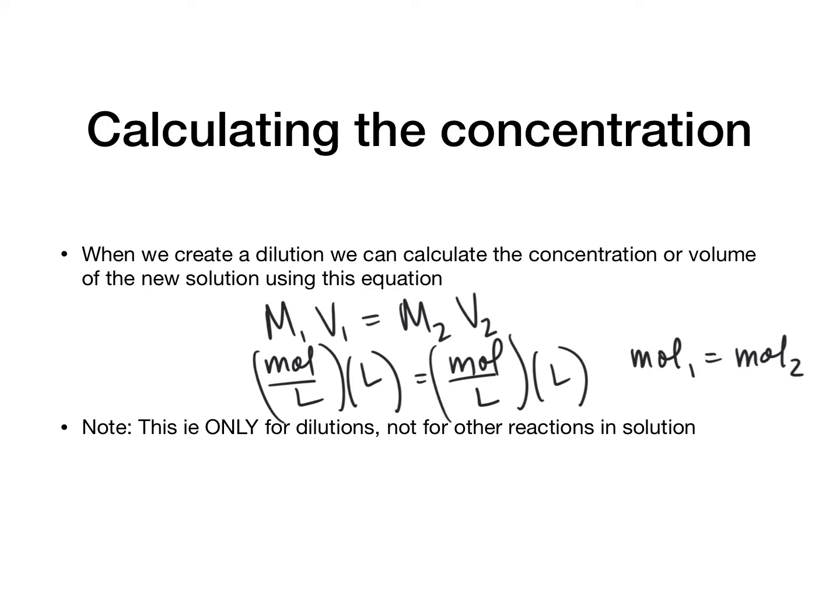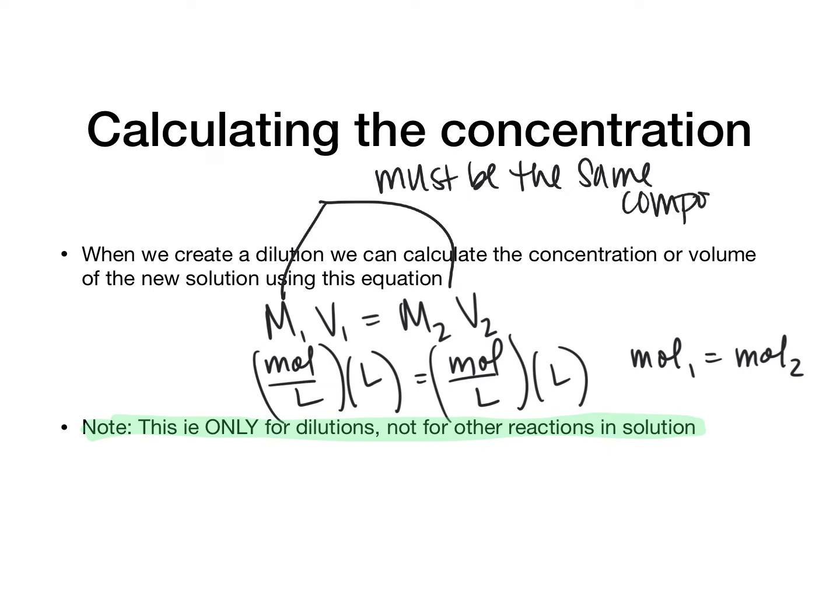Now, this part is really important. I'm going to highlight it in green. This calculation is only for dilutions. Just because this equation allows you to go from moles of one thing to moles of something else, that isn't in fact how we can use this. The thing that is important is that these two components must be the same compound. We cannot just use M1V1 equals M2V2 for anything that we feel like. It must be for a dilution.